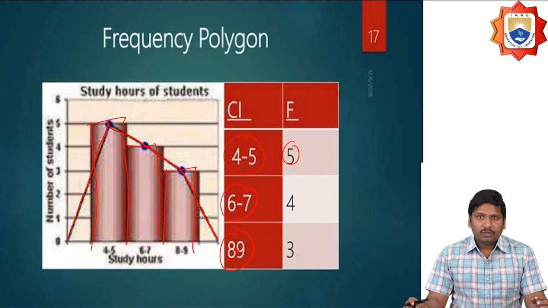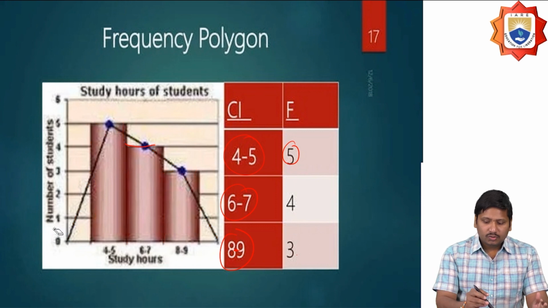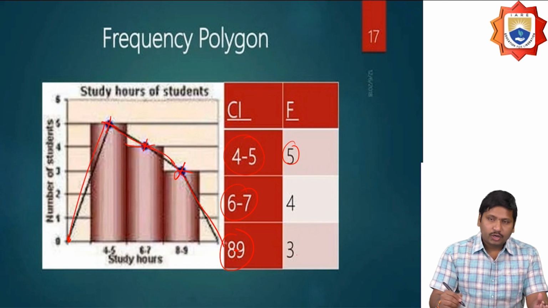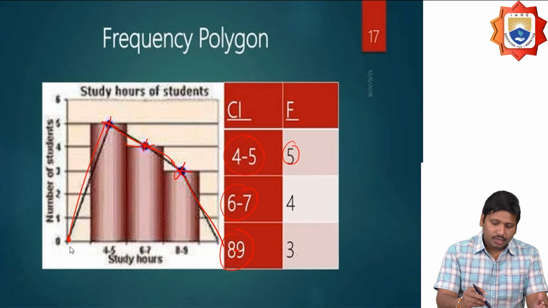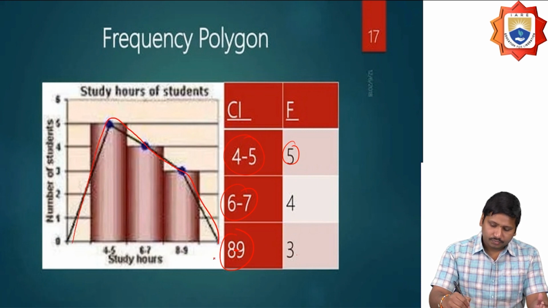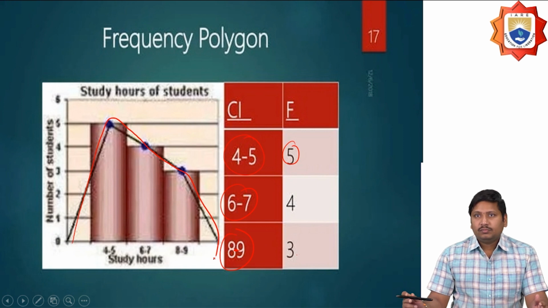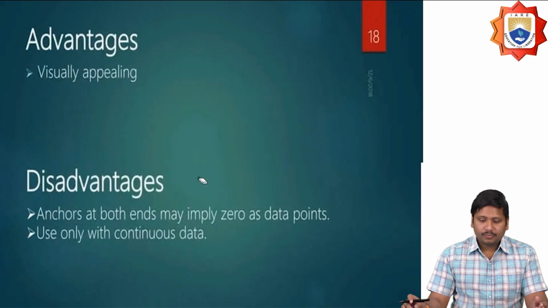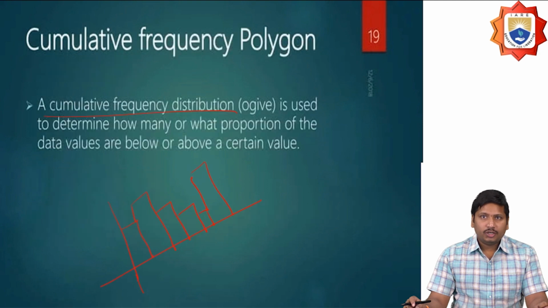So frequency polygon is made from a line graph, and it is drawn from the histogram only. It is obtained by joining the midpoints of each rectangular bar. The line drawn by joining them is the frequency polygon. Similarly, if the points are joined by a smooth hand curve, what I get is the frequency curve. It is visually appealing, and the disadvantage is that it only works with continuous data.